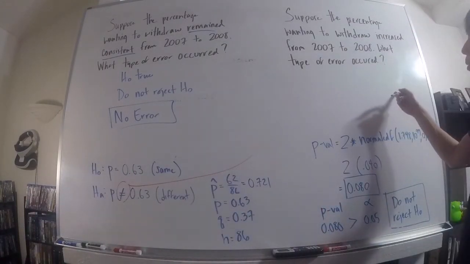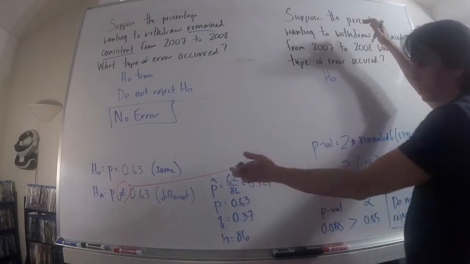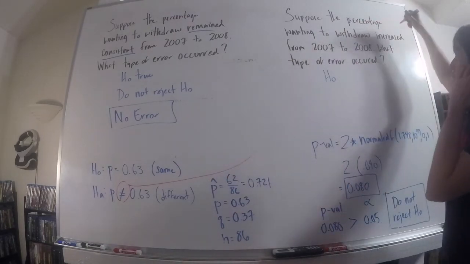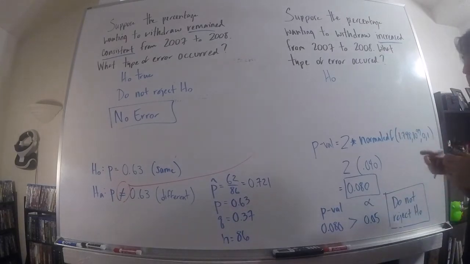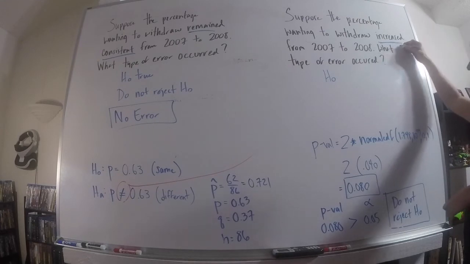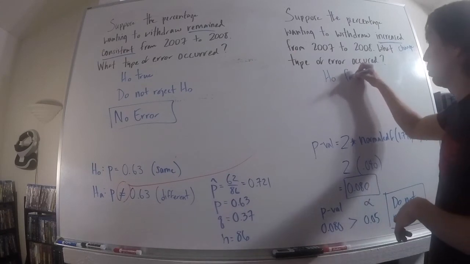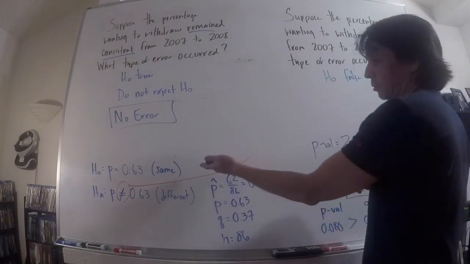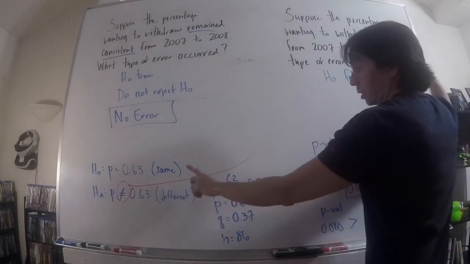Next one. Suppose a particular, okay, so what's this saying about H0, true or false? H0 again, it stayed the same. Suppose the percentage wanting to withdraw increased. Now they didn't say it changed or it's different from, but increasing means it's changed, so that counts as being different from. That's a change. So they're saying H0 is false. H0 is saying it stayed the same; this is saying it didn't stay the same. And so we're saying that's false.